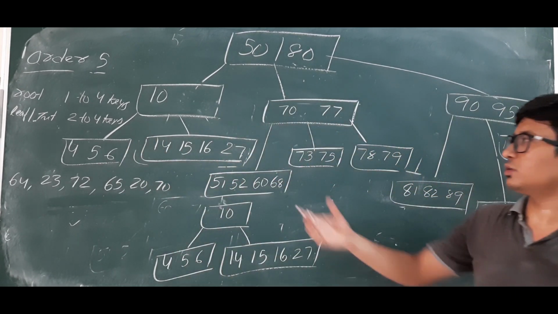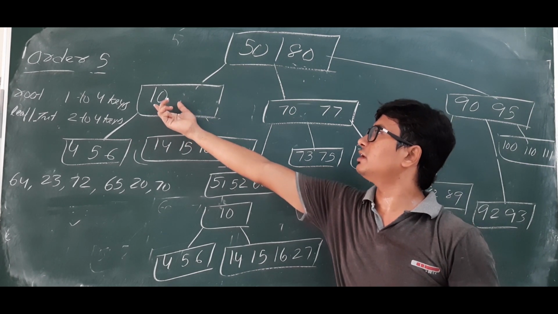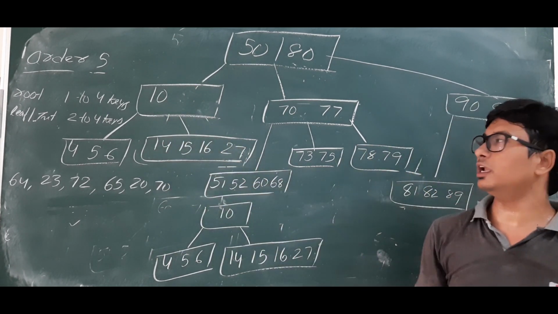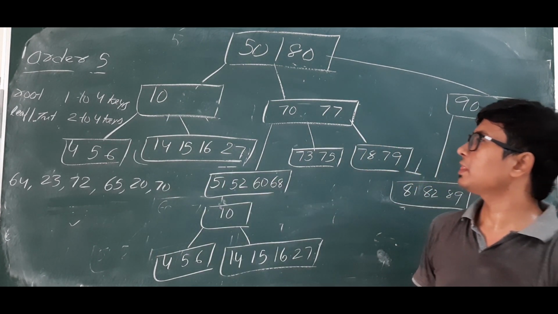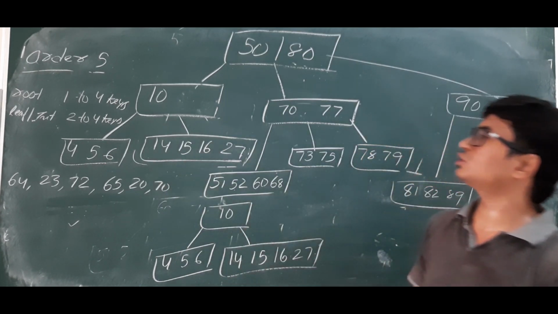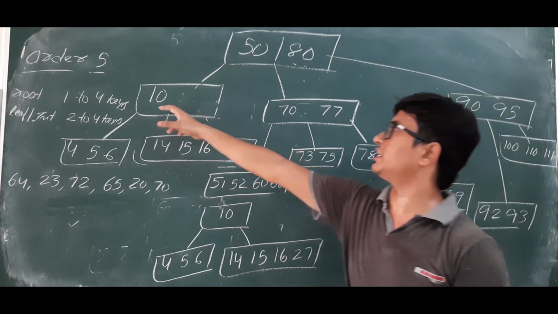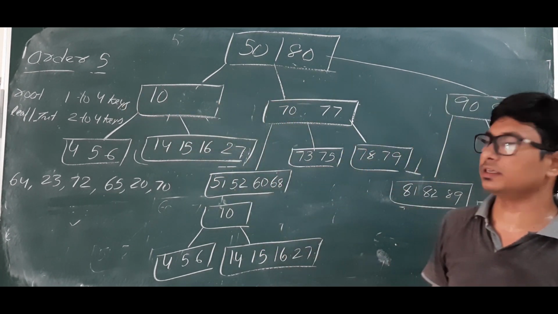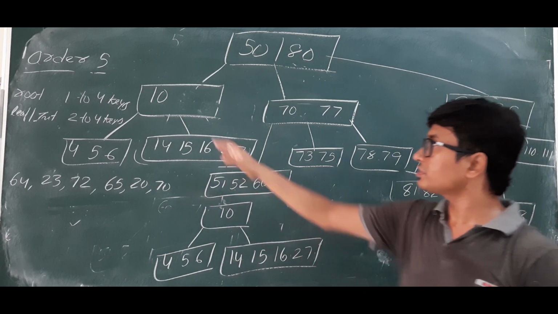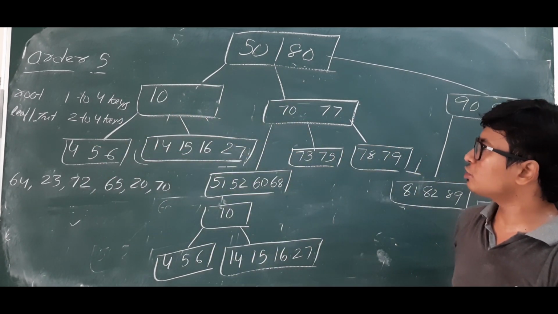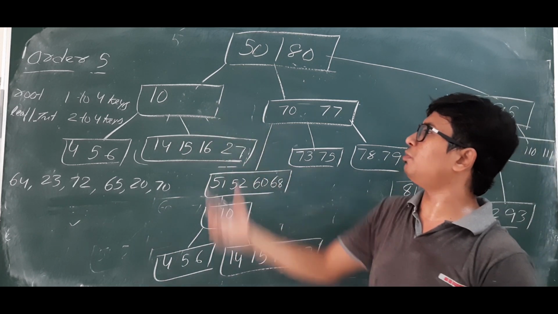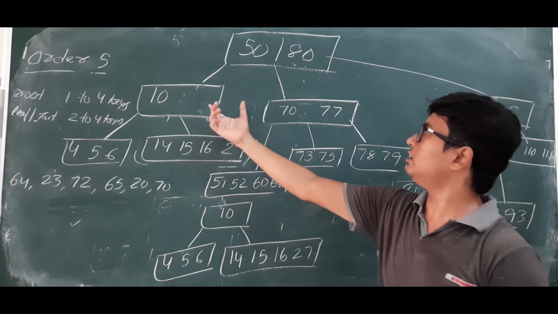Once I merged the two nodes, I found that the parent node has only one element, which is an underflow condition. If it is an underflow condition, what should I do? I have to check its left sibling or right sibling. For this node, there is no left sibling, there is a right sibling. So I will try to borrow the element from the right sibling.